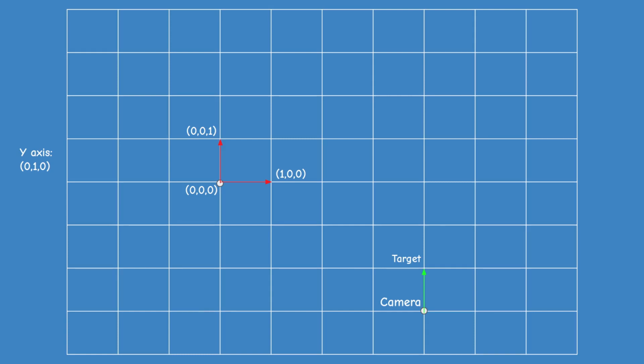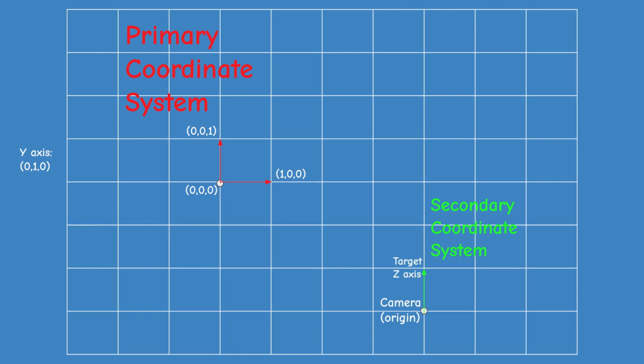The camera coordinate system, which is a secondary coordinate system here, has its origin at the location of the camera in the world. The camera target vector is its z-axis. The vector that points from the camera to the right is its x-axis, and the vector that points up from the camera is its y-axis.